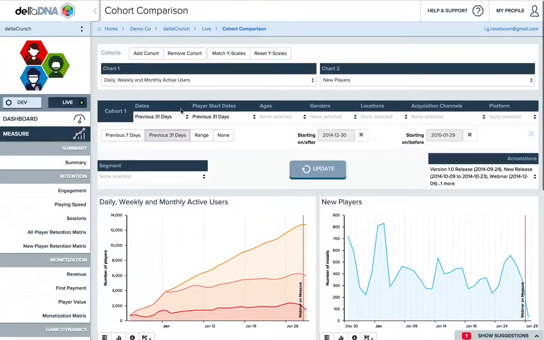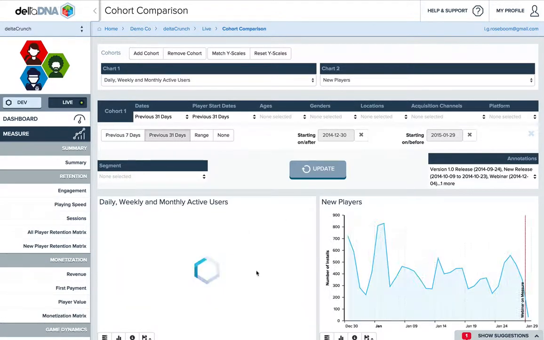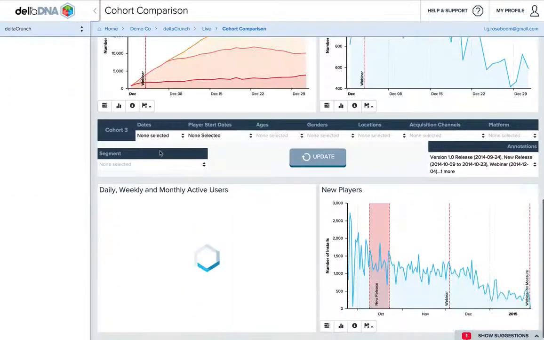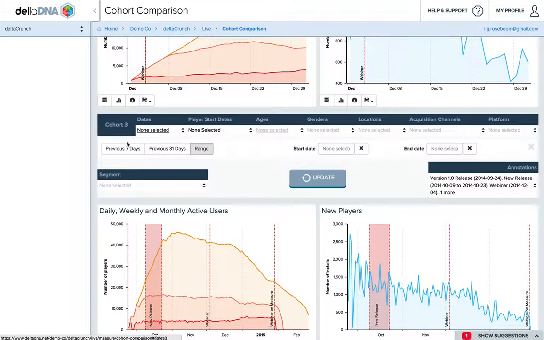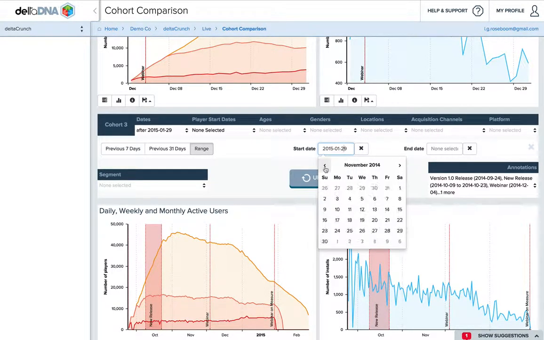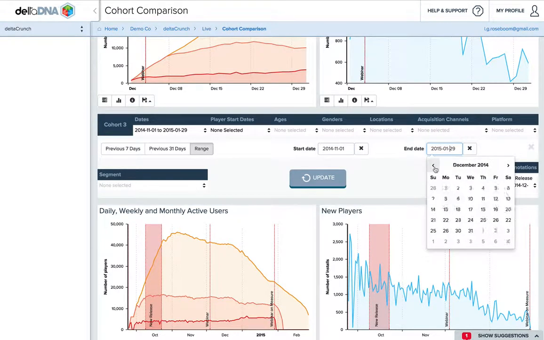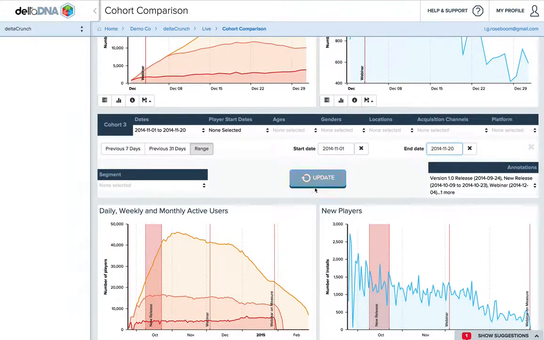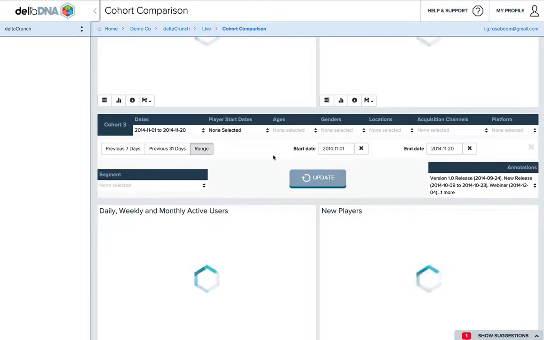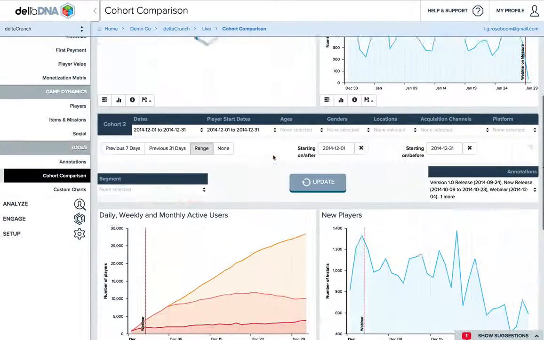You don't have to have just two cohorts. You can add as many as you like by just adding new cohorts, and these will just appear at the bottom. So now I can choose whatever I like, really, and that just allows me to have all the charts for different groups of filters and date ranges all on the one page.